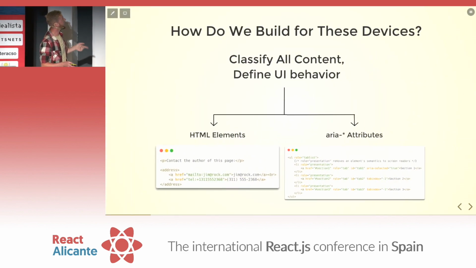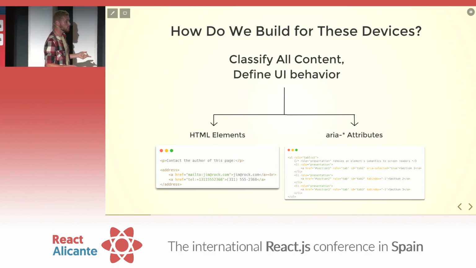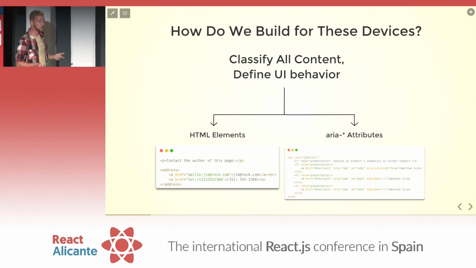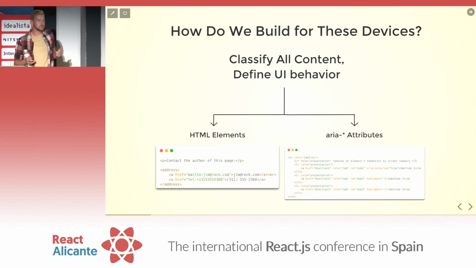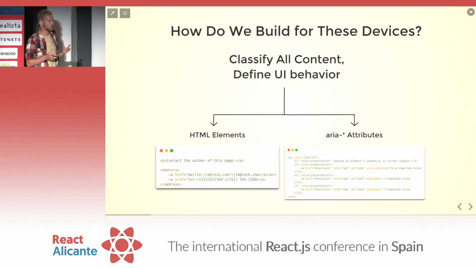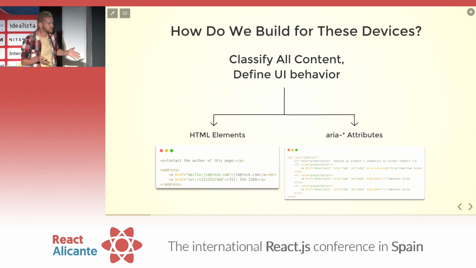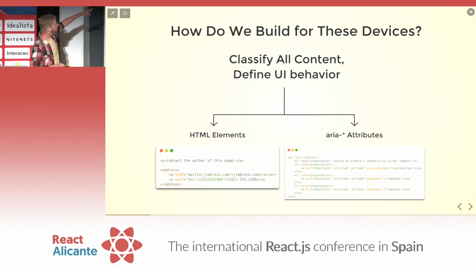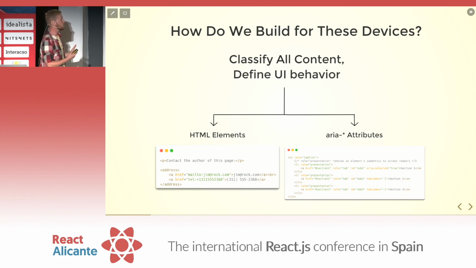So, how do we actually build accessible components for devices? When I started in accessibility, I didn't exactly know what making something accessible was. I thought it was almost a buzz term. But the way that we insert accessibility and make these components usable for these different devices is with two techniques. We add HTML elements, obviously, and we add ARIA attributes.